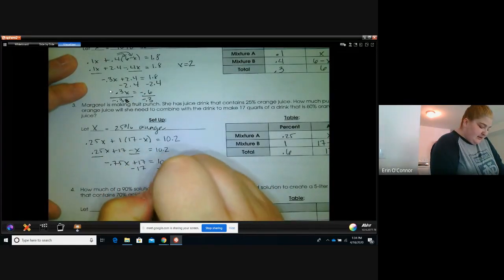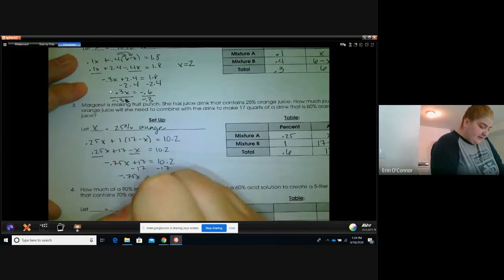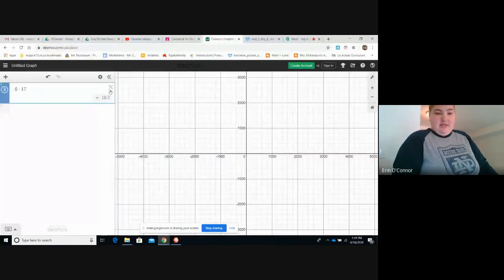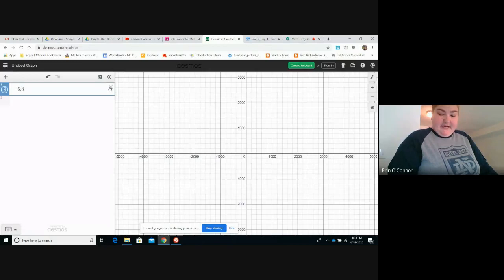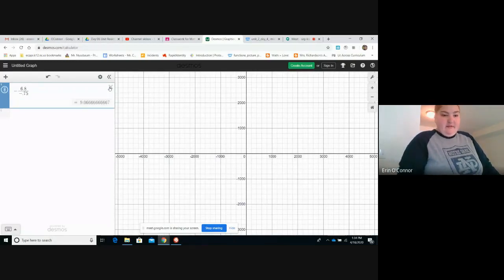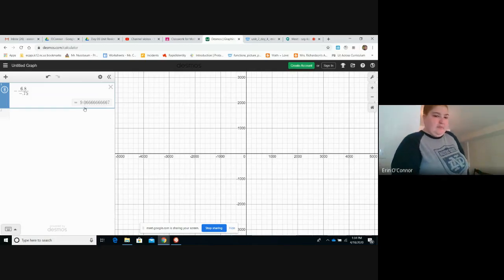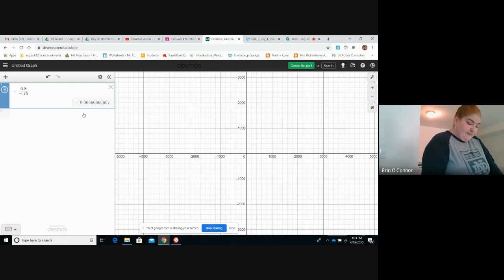Subtract 17. And I get negative 0.75x is equal to negative 6.8. Divide by negative 0.75. I cannot do that in my head, at least not quickly enough. So negative 6.8 divided by negative 0.75. And we get roughly 9.1, because this is going to give us a repeating decimal, so we're going to use 9.1.